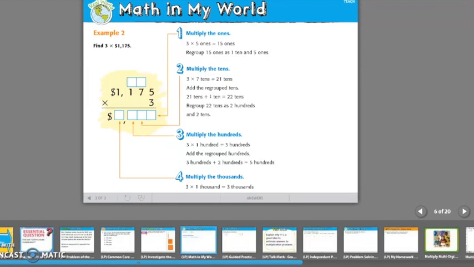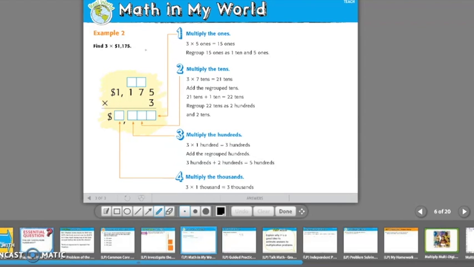Now in example 2, we're going to do this without the area model, but we're going to do the same steps. So on example 2, it just wants us to find 3 times 1,175. And if you've multiplied 1 digit by 2 digit or 3 digit, you can definitely do this 4 digit. So step 1 says I need to multiply the ones. So I have 3 times 5 ones, and that gives me 15 ones.